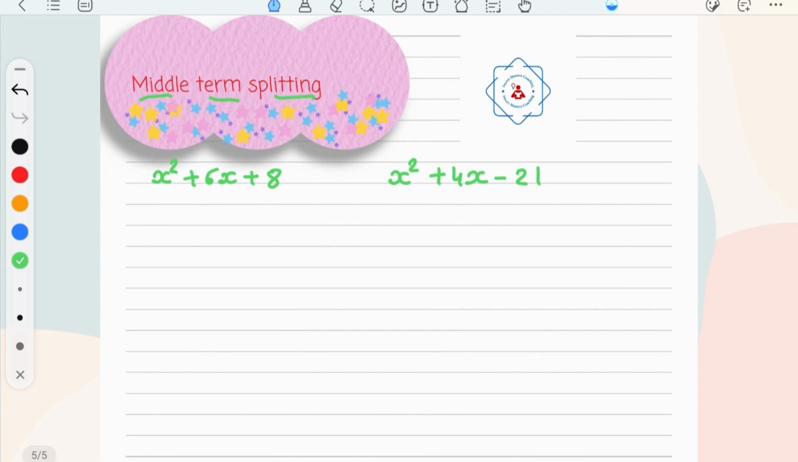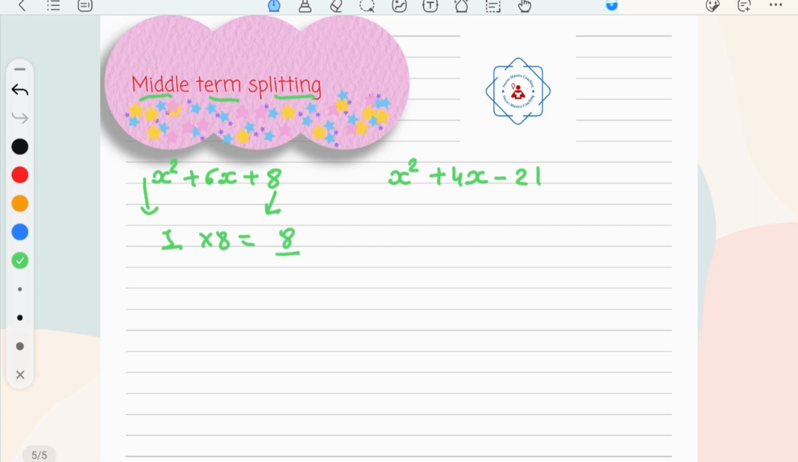First, we have the question x square plus 6x plus 8. First, write the coefficient of x square, which is 1, and the last term, which is 8. Now multiply the coefficient of the first term and the last term. So we get 8.